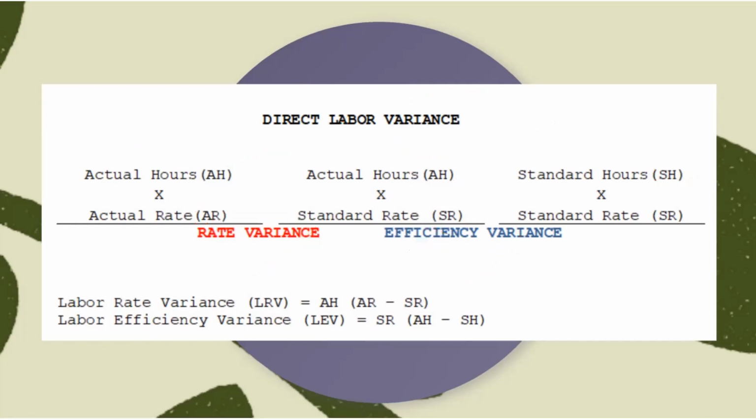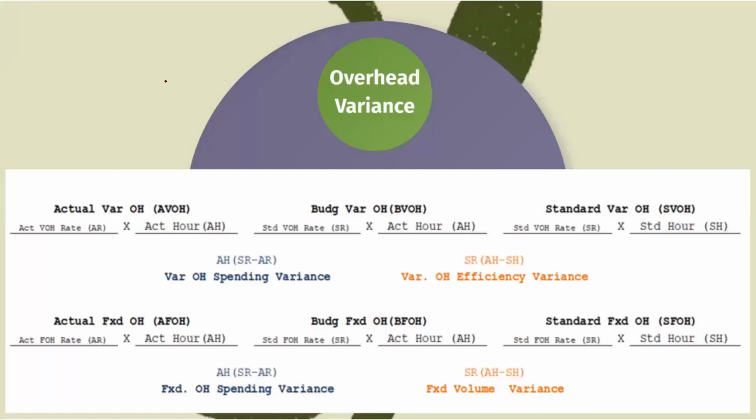Now we go to the crucial part, which is your overhead variance. Now this is something that I wanted to establish to you students of accounting. Your overhead variance has two components. It is your variable and fixed.